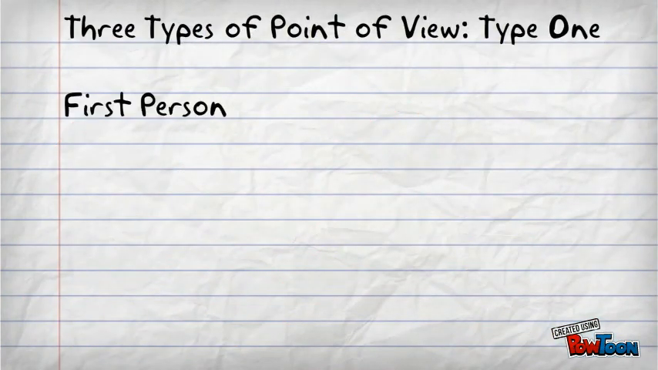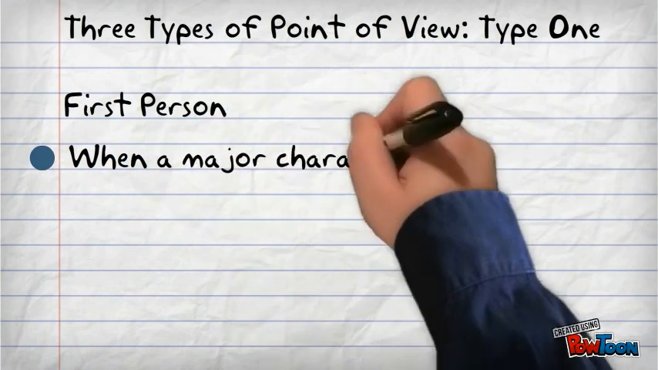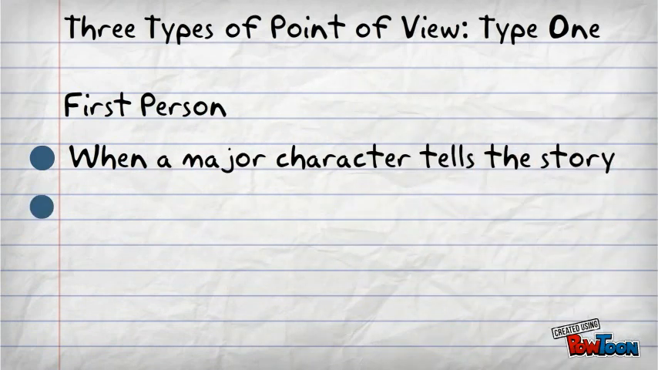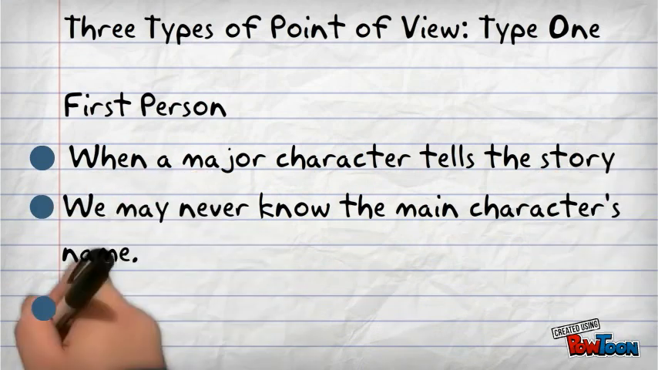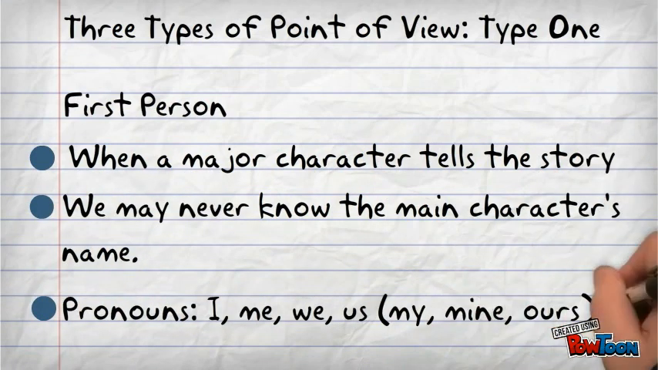There are three main points of view that we see in narratives. The first type is first person. This is when the major character tells the story, when in this case we may never know the name of that main character. Pronouns you want to look for include I, me, we, and us. You'll also find my, mine, and ours.